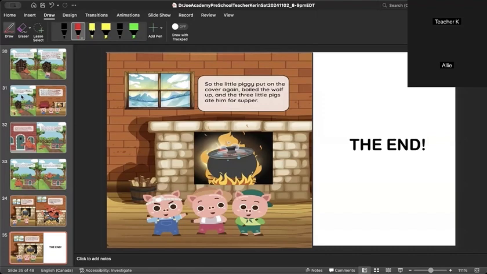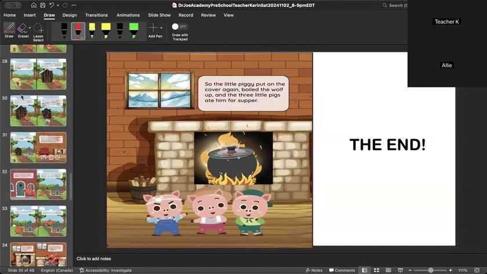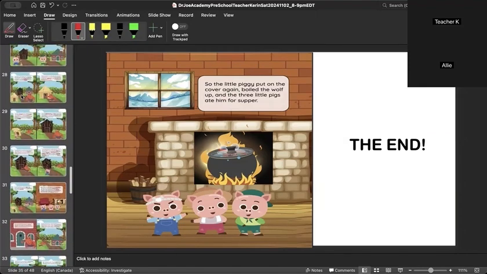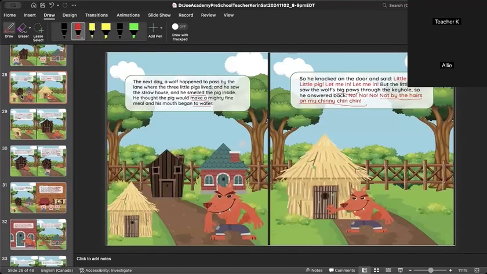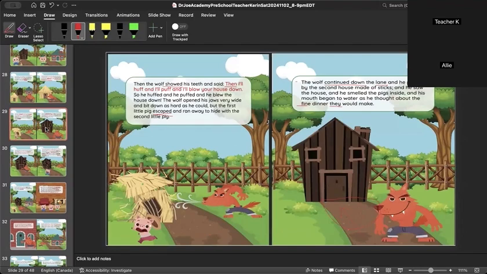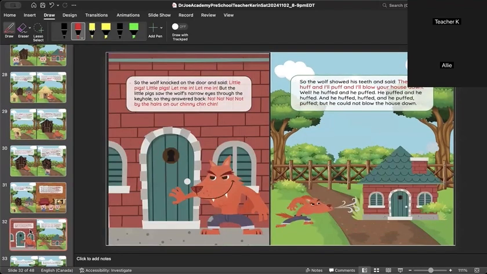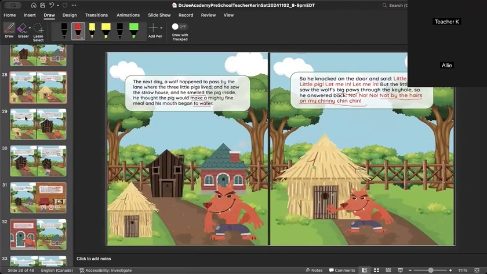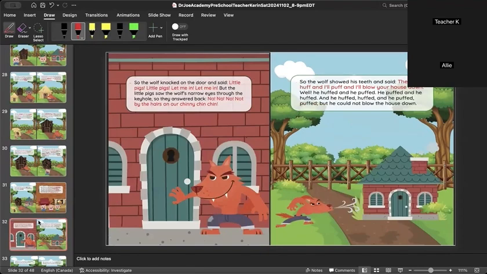So, from the story, which house did you like from the three little pigs? Did you like the straw house, the house that was made with sticks, or the brick house? And why? Because it was very strong. Which house did you like? The brick house, because it was very strong.